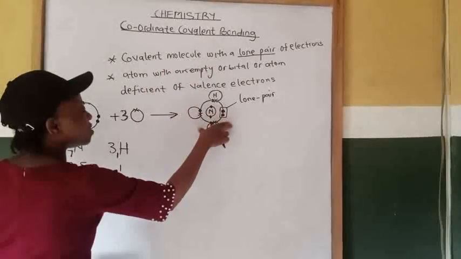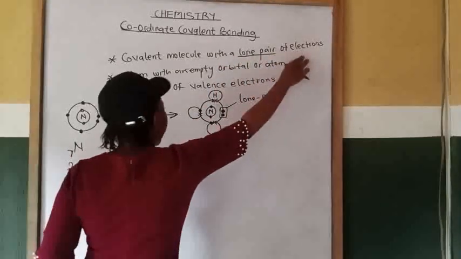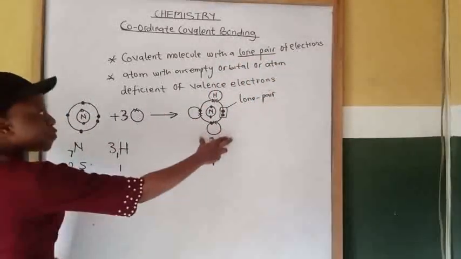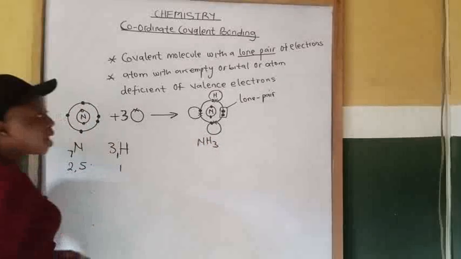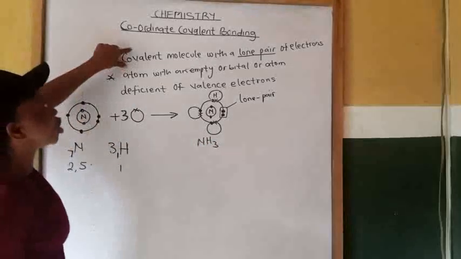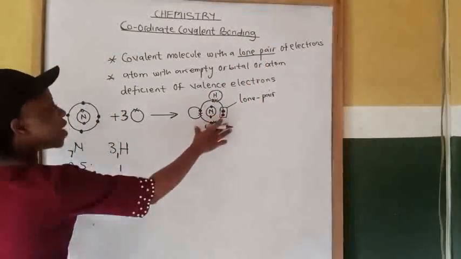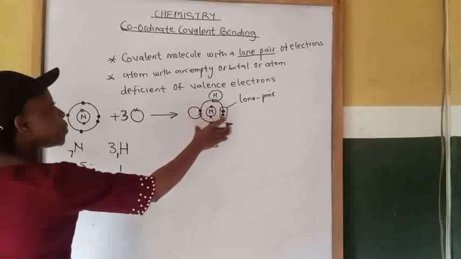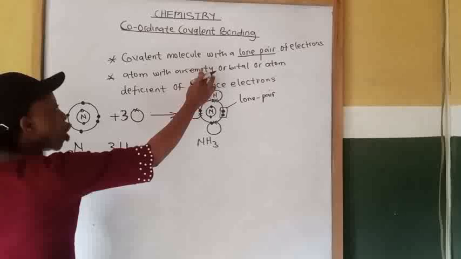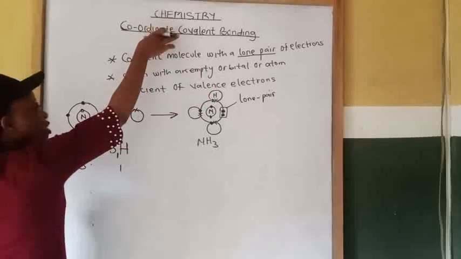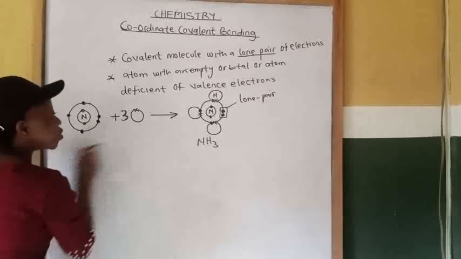So this structure is the structure of a covalent molecule with a lone pair of electrons. So this is a structure of a covalent molecule, which is what? Ammonia, NH3. Ammonia molecule. So when a covalent molecule with a lone pair of electrons now combines with an atom with an empty orbital, a coordinate covalent molecule will be formed. So let's move to the formation of a coordinate covalent molecule.